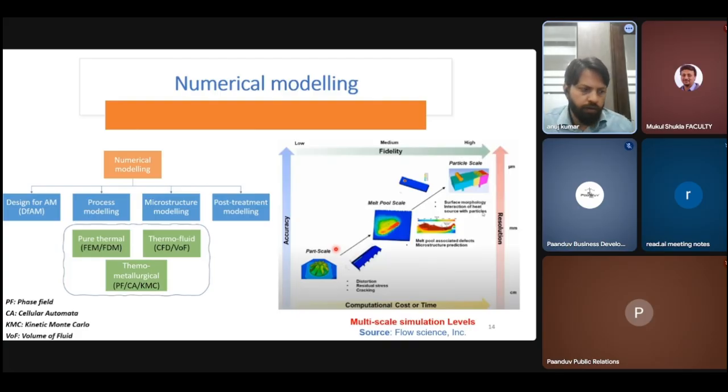So a good module or a good tool at your disposal must have all these characteristics: that it can work on the particle scale, on the melt pool scale, or at the part scale, because the whole picture needs to be clear if you want a big understanding of the process dynamics.